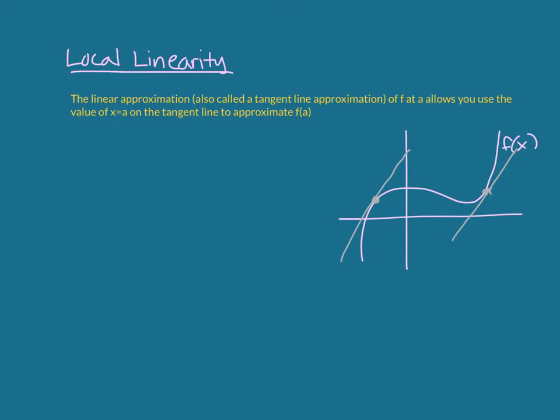I have a function f of x, and I have two tangent lines drawn on there. Basically, if you're trying to find out, let's say this yellow part is f of a, rather than evaluating that at the specific function, you can often find that value at the tangent line. So this is our approximation of f of a. So we are actually going to evaluate it at our tangent line.